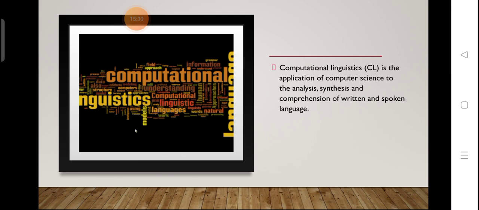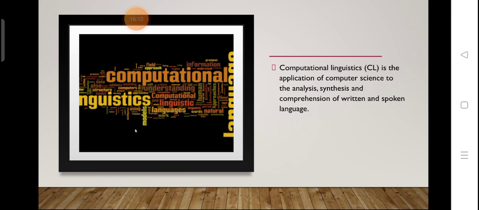Computational linguistics, in simple terms, is the application of computer science to the analysis, synthesis, and comprehension of written and spoken language. How do we use computer science in the analysis, synthesis, and comprehension of written and spoken language? That is computational linguistics. Okay, how could syntactic structures be computed from spoken language? How are semantic relations recognized? And how could these computational skills be acquired? And many different studies are there under this particular branch of linguistics.